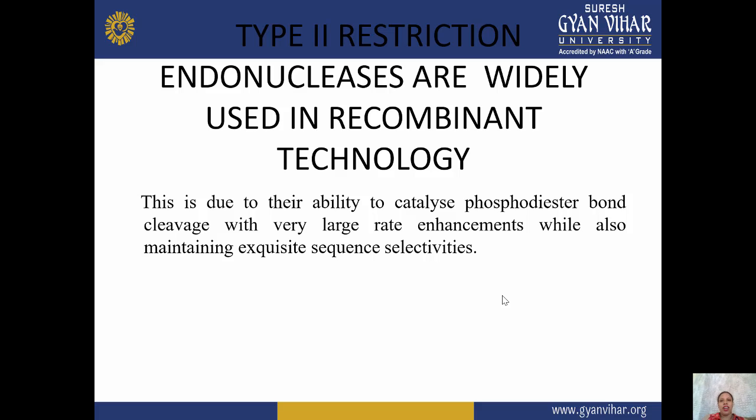Now type 2 restriction endonucleases are widely used in recombinant technology. As we have discussed, type 2 is very important, and it is used in recombinant technology. This is due to their ability to catalyze phosphodiester bond cleavage with very large rate enhancements, while also maintaining exact sequence selectivity.